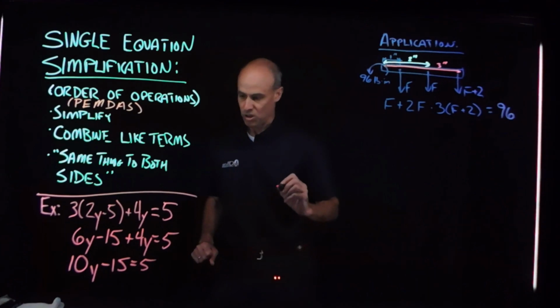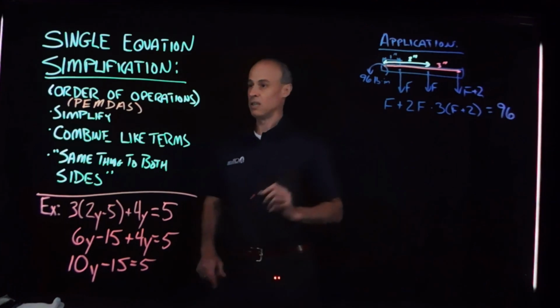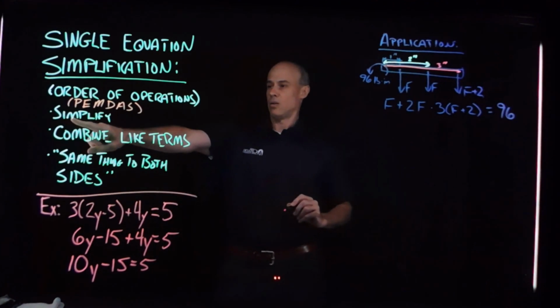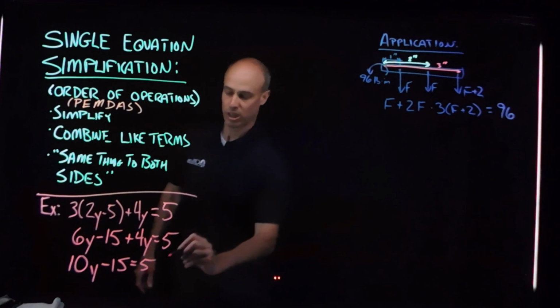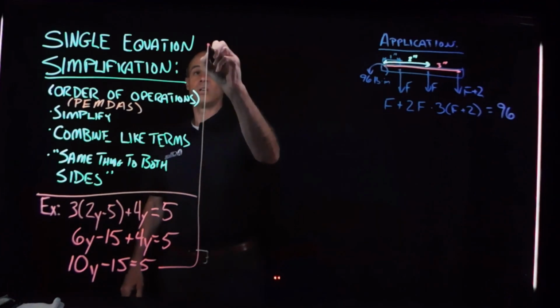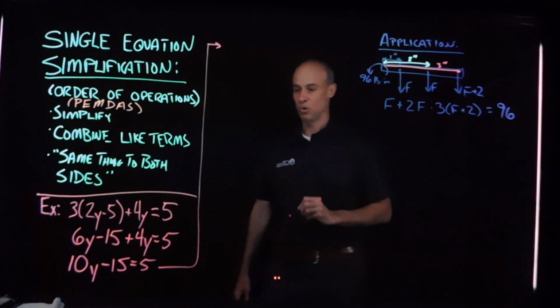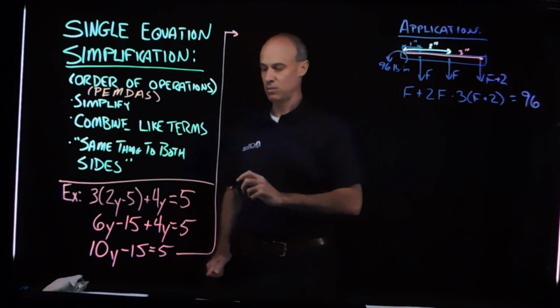And we're starting to get a little bit simpler here. So we've looked at our order of operations and we've simplified. We've combined our like terms. Now let's take a look, and we're going to do the same thing to both sides. So we'll add 15 to both sides.